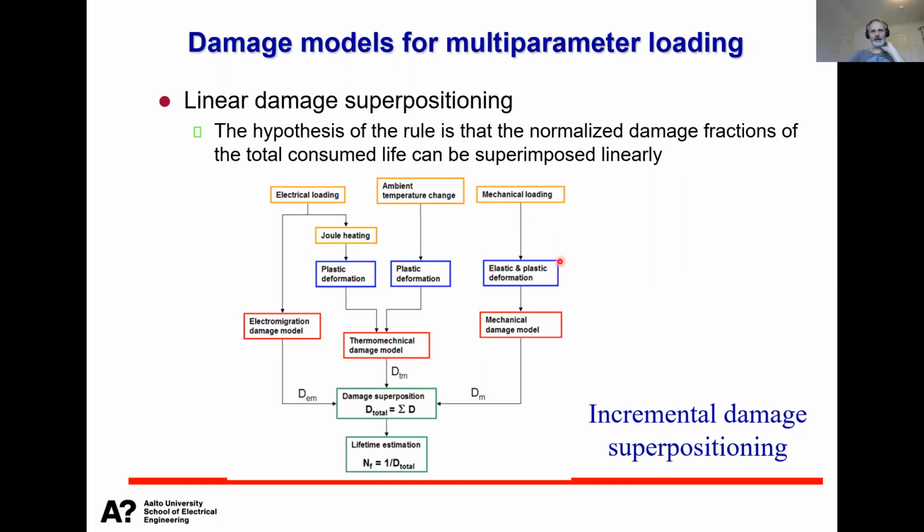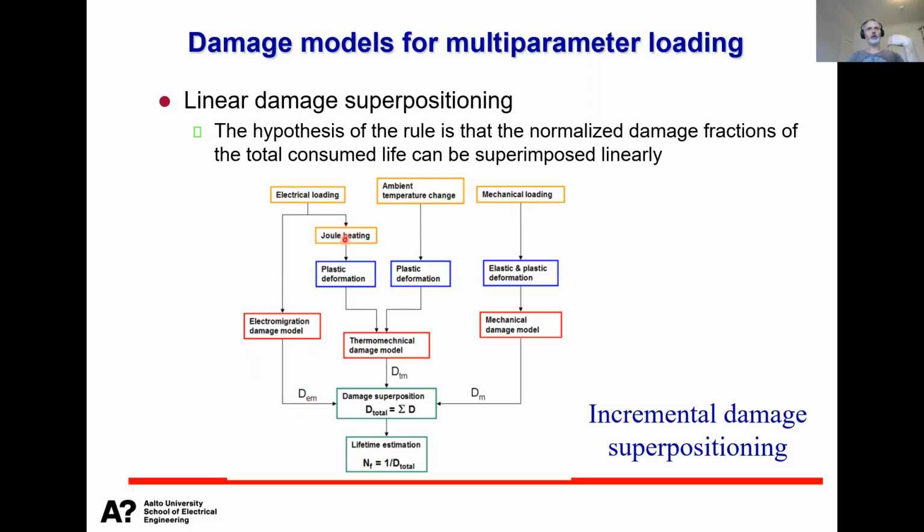This is the classical approach, called incremental damage superpositioning. You have mechanical loading, thermal loading, and electrical loading, and the electrical loading causes two different types of damage. It causes electromigration damage: when the current density is high, the materials start to diffuse along with the current flow or electron flux and cause changes. In addition, you have Joule heating.